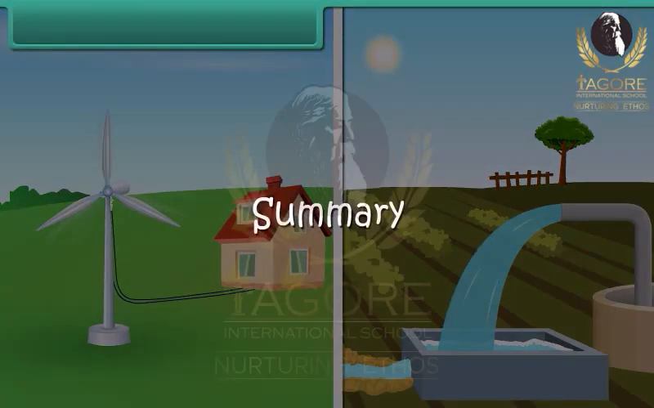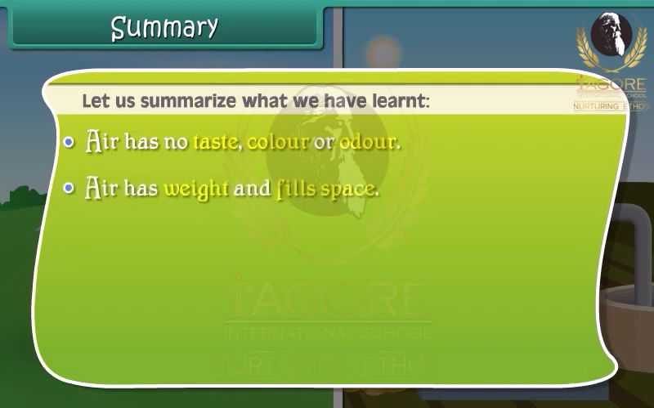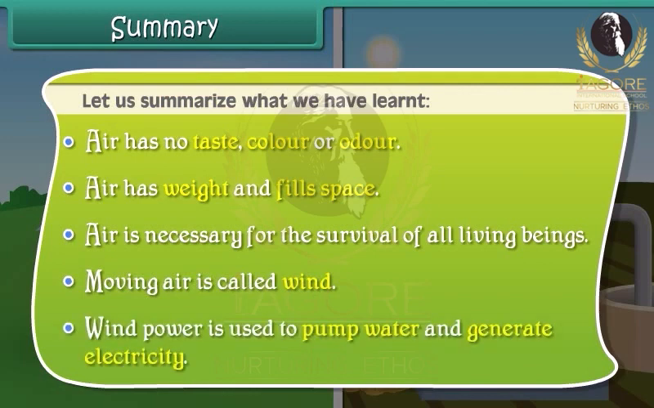Summary. Let us summarize what we have learned. Air has no taste, color, or odor. Air has weight and fills space. Air is necessary for the survival of all living beings. Moving air is called wind. Wind power is used to pump water and generate electricity.